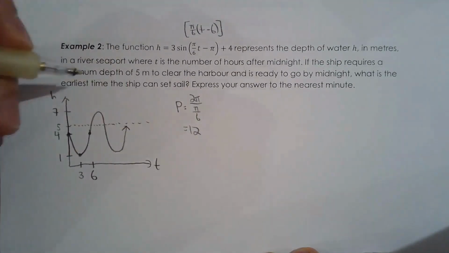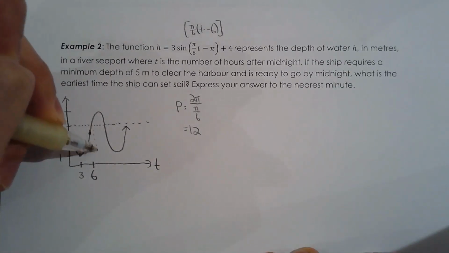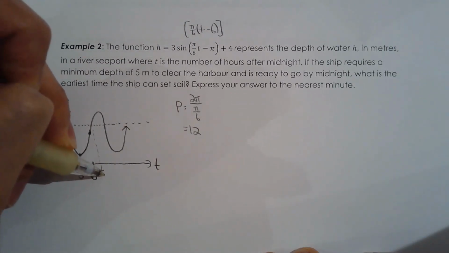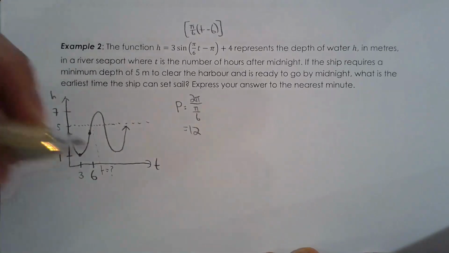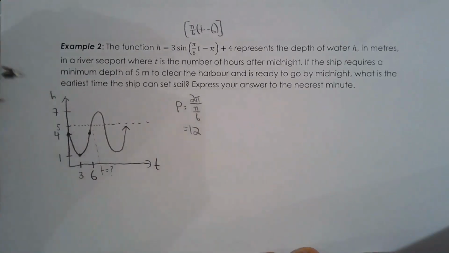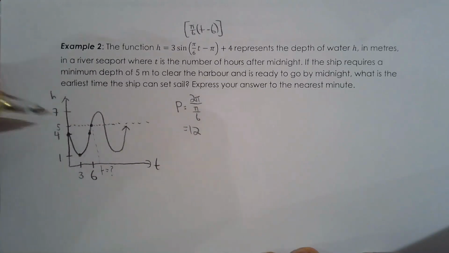Okay, and you are ready to go by midnight, but unfortunately, the depth at midnight is 4 meters, so it's not safe to go. So you have to wait, and then you can go. I am very interested in what that value of t is. Not a very pretty picture, but the point is there. I need to solve for this moment right here. What value of t is it when the depth is 5 meters?